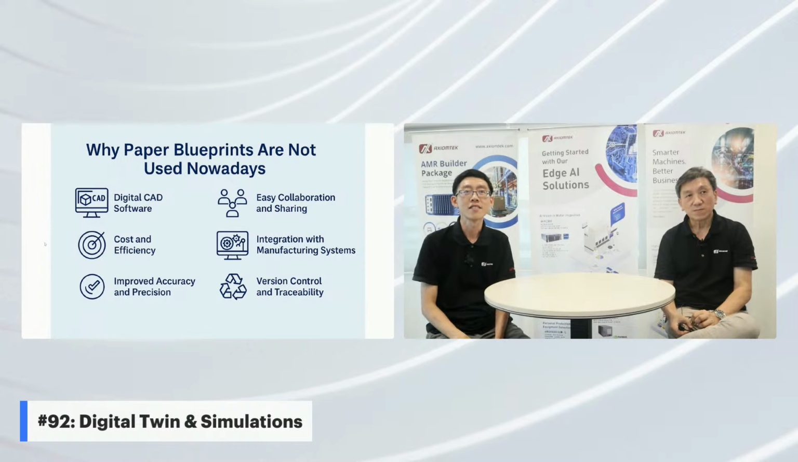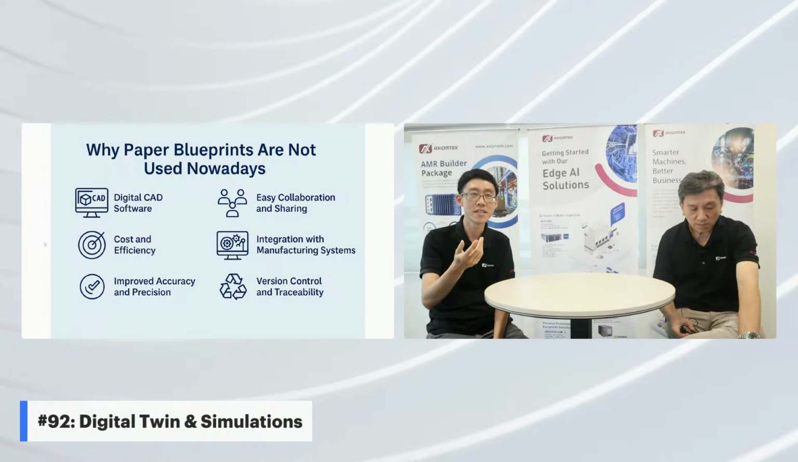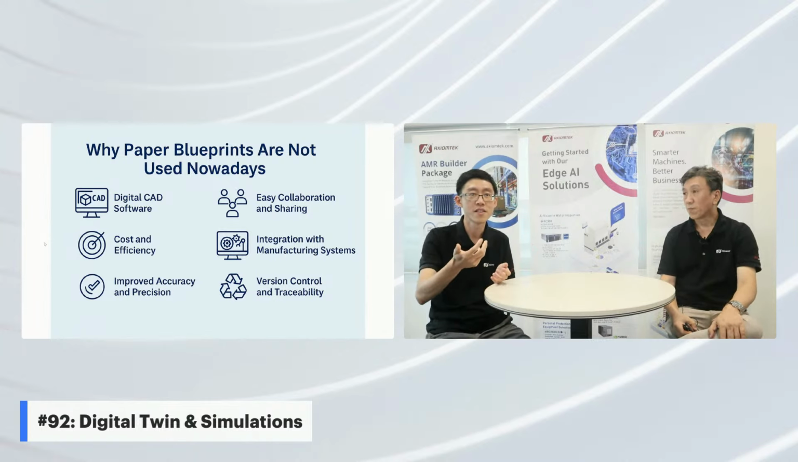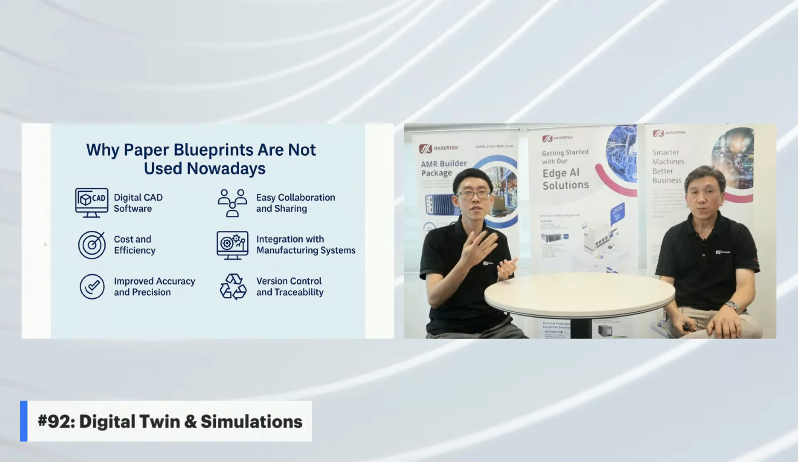And then if you want to store it, it's also easy. Just store it in the computer, in a pen drive also can. And then integration with the manufacturing system. This kind of information can integrate with your MES, ERP systems. And then version control and traceability. This one is also very important. Usually across the development period, you have different versions. So when you use paper to do this, it's very hard for you to see the difference between the different versions. But using the software is much easier.